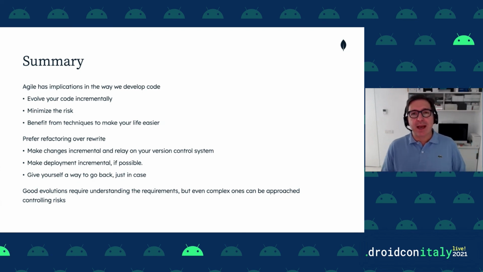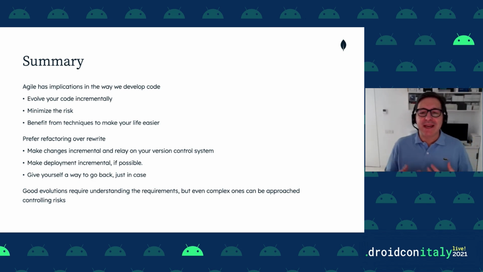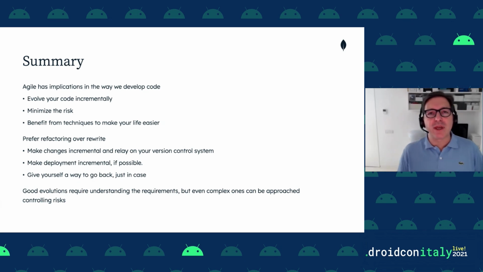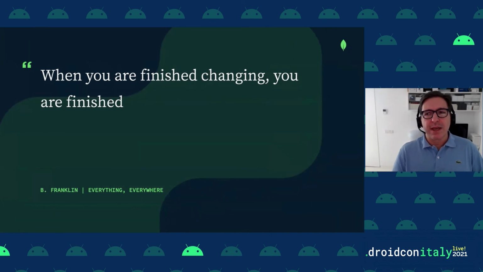Finally, introducing these evolutions requires a good understanding of the code that you're going to write, of the implication of the evolution that you want to introduce. But even for complex evolutions, it is possible to approach them with some risk control. And I hope that this is what I share with you here, that this control has been helpful to you, and that you can put that into place in your application.